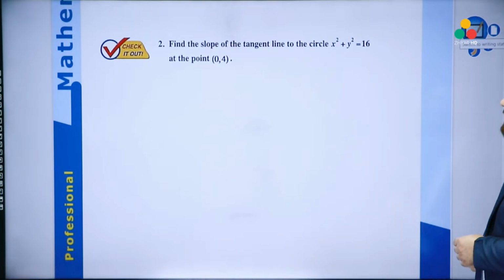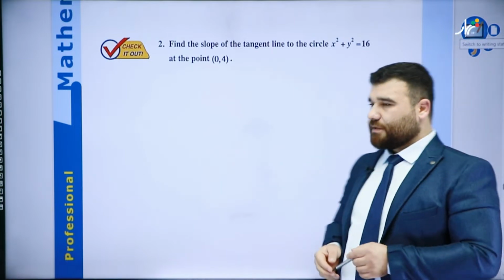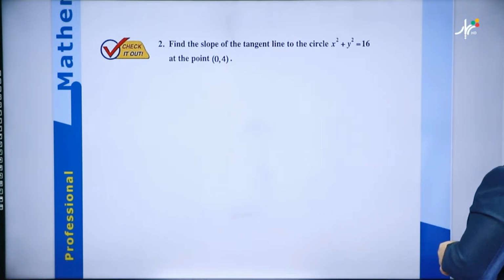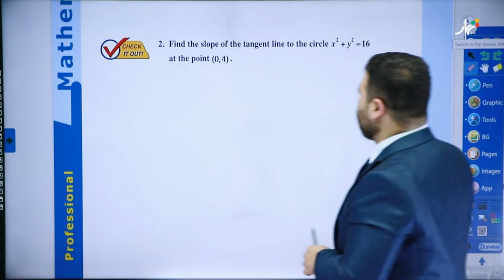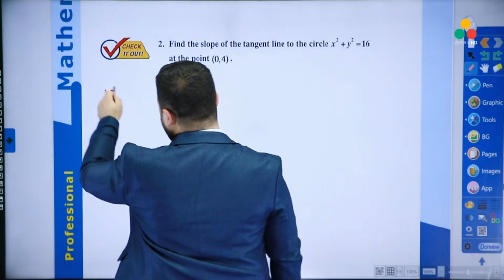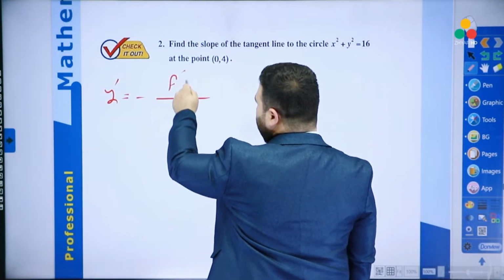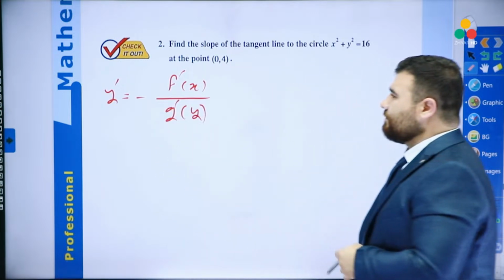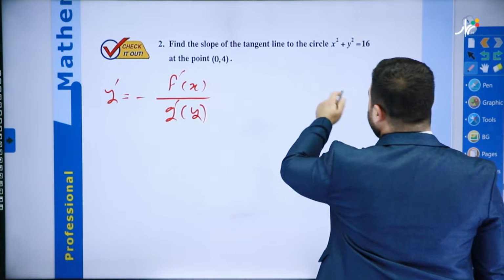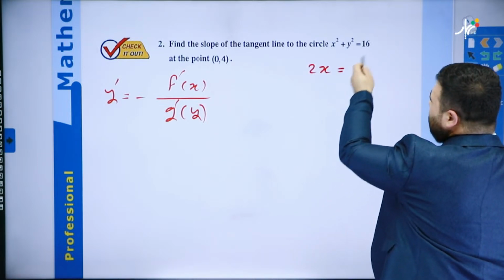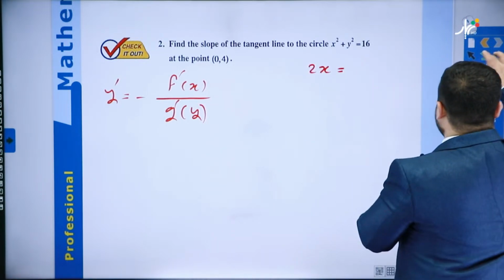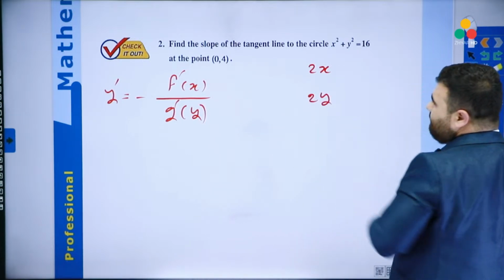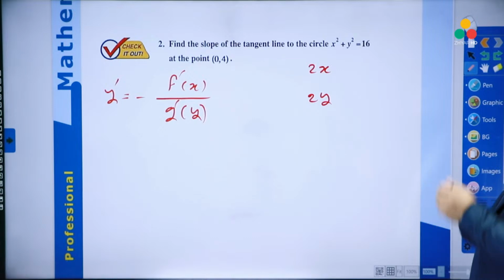Find the slope of the tangent line to the circle x squared plus y squared equals 16 at this point. This time I'm going to use the rule. The rule, don't forget: y prime equals negative f prime of x over g prime of y. Now, the derivative according to x is 2x. The equals 0 doesn't matter, it's 2x. The derivative according to y is 2y. All right? Then put them here.